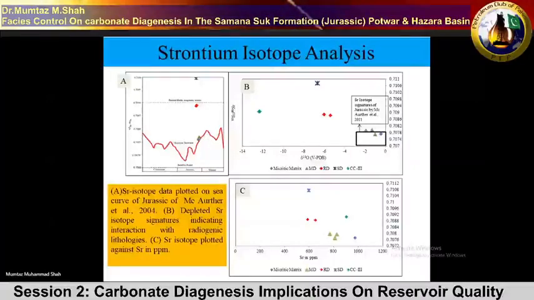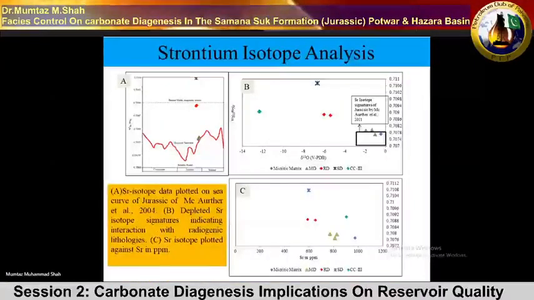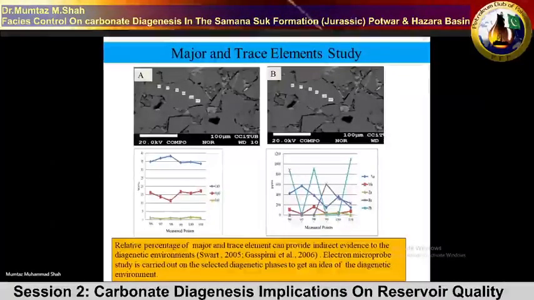So this indicates that we have multiple stages of dolomitization, where the matrix dolomite has been formed well within the marine conditions, whereas the saddle dolomite and the replacive dolomite had been formed by some external source of fluids, which had been responsible to form these two phases of dolomites. This has been further confirmed by the major and trace element analysis, which we have carried out using the electron microprobe.